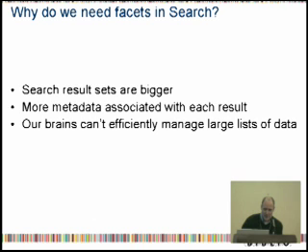Why do we need facets in search? I can think of three reasons, and there are probably more. Search result sets are a lot bigger today than they were in the past for several reasons, and I'll say more about that in a minute. More metadata is associated with each result now as we pull in data from various sources and web services. And I think the main reason, again, comes back to the human being and the human brain, and that is that we just can't manage large lists of data.